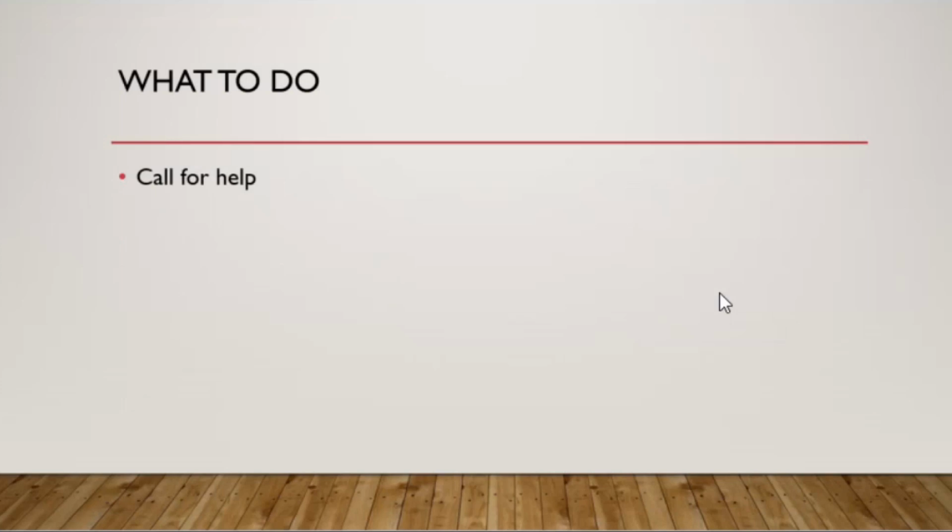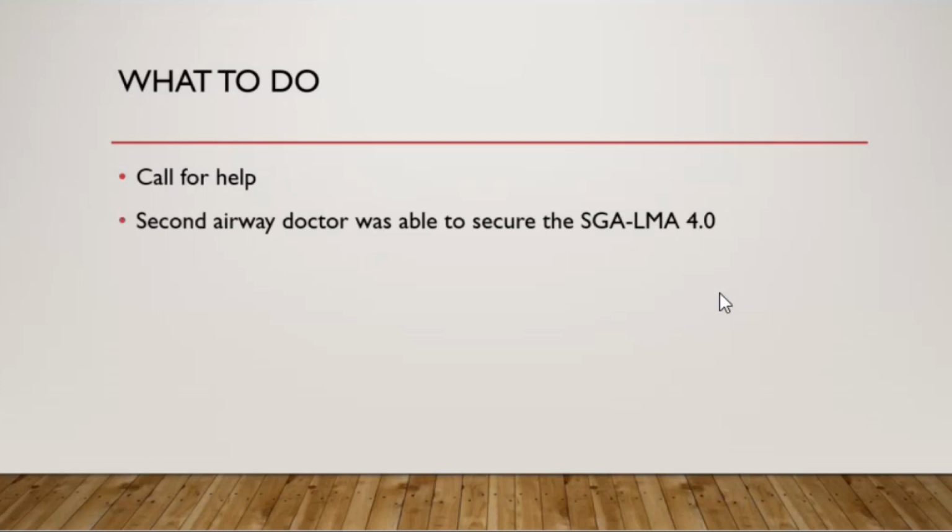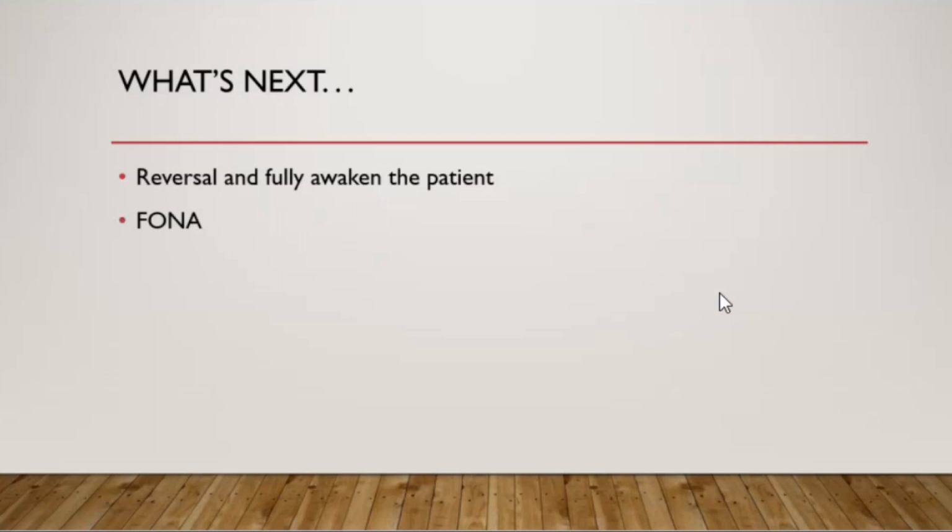So we call for help. Always call for help. There was another senior airway doctor around, and we could take his help. The second airway doctor was there. Then after the second attempt, we could secure the airway with a supraglottic airway, LMA size 4. With that, we could ventilate her and maintain the airway. So what next? This is an unanticipated airway in ICU.